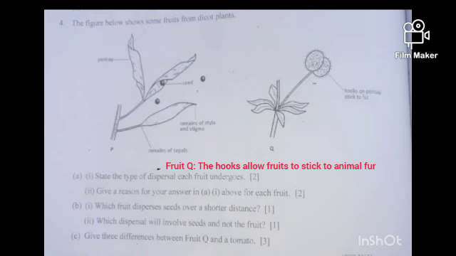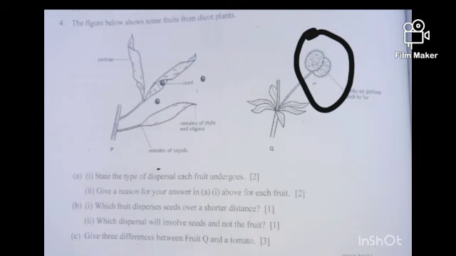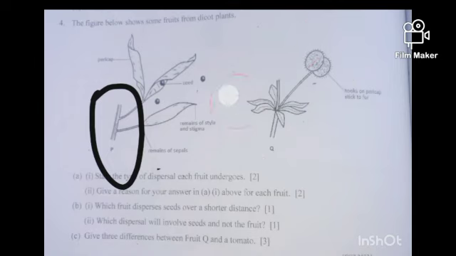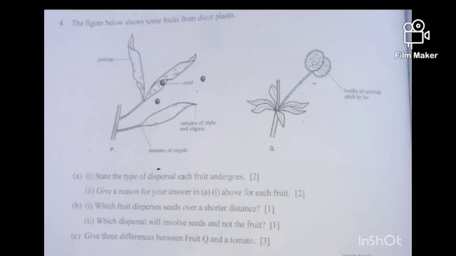Now when we come to fruit Q, our justification is that fruit Q has hooks. So our reason for saying it is animal dispersal is because fruit Q has the hooks. These are the hooks that allow the fruit to stick to the fur of animals and be carried to other places where they will germinate. Those two are our reasons for choosing the first to be self-dispersal and the second to be animal dispersal.